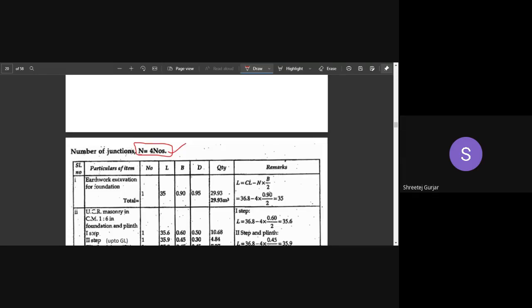And you can observe in your plan that all the walls are of the same thickness, 30 centimeter. If any of the walls had different thicknesses, then we would have to calculate the junctions differently, which we did in a previous example, right? Wherein we calculated the number of junctions of a 30 centimeter wall meeting a 30 centimeter wall. Then we calculated a 20 centimeter wall meeting a 30 centimeter wall, which was represented as N1, right?